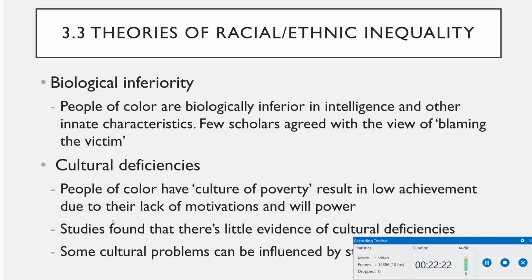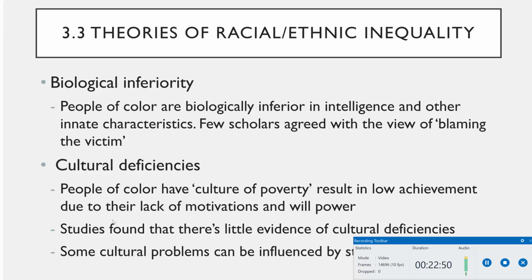So there are also theories of racial and ethnic inequality. Biological inferiority was used a long time ago, saying that people of color are biologically inferior in intelligence and other traits of performance. Few scholars now agree with that point of view because it's like blaming the victim instead of considering social products.